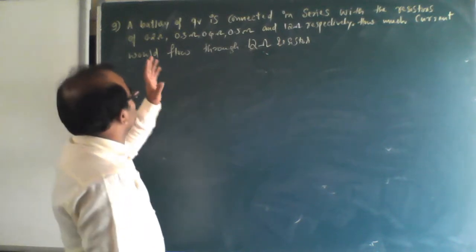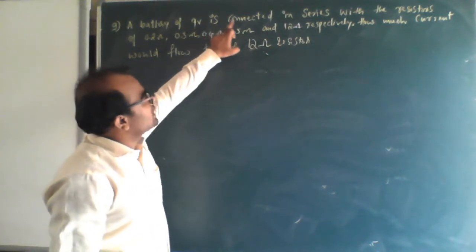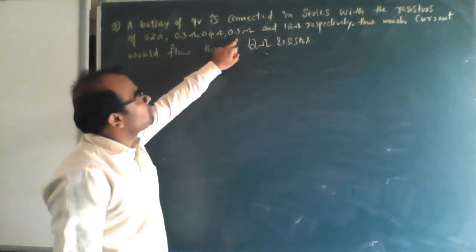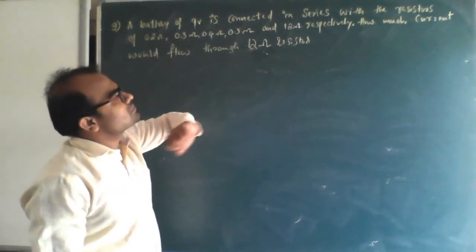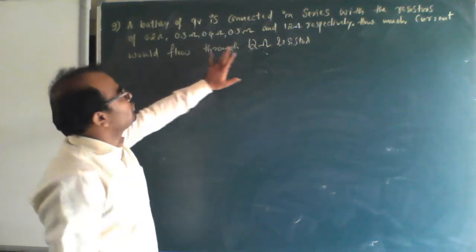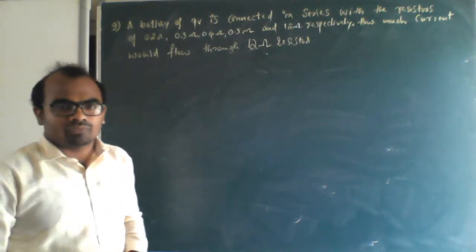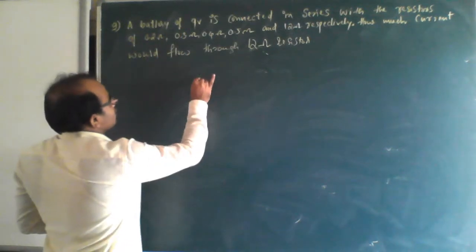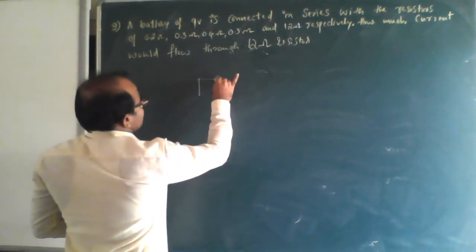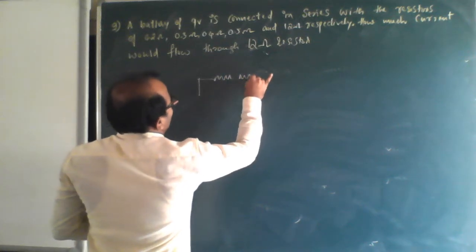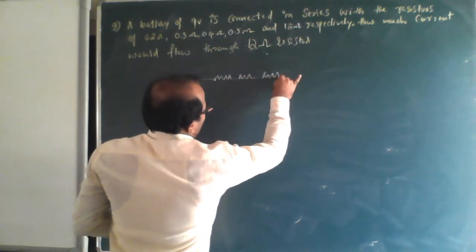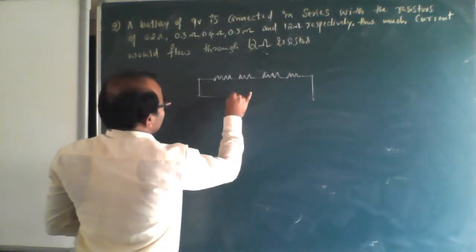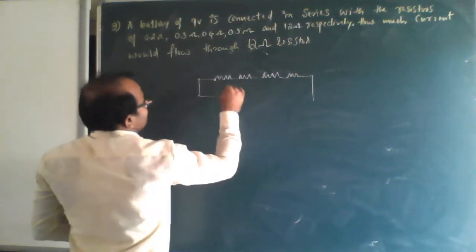Okay, see here: a battery of 9 volt is connected in series with resistors of 0.2 ohm, 0.3 ohm, 0.4 ohm, 0.5 ohm and 12 ohm respectively. How much current would flow through the 12 ohm resistor? See here, they have given a battery of 9 volt. There are resistors in series: 1, 2, 3, 4. These are the resistors. They have connected to how much battery?